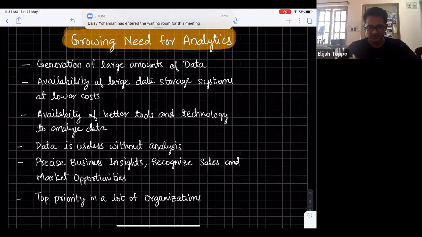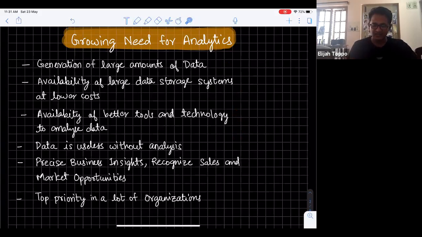Because of huge amounts of data, because of being able to store lots of data, because of having the right tools and technology that can help us analyze data, now we are into the space where everyone, whether you want to take precise business insights or you want to recognize sales and market opportunities, the top priority of a lot of organizations is getting into this field.